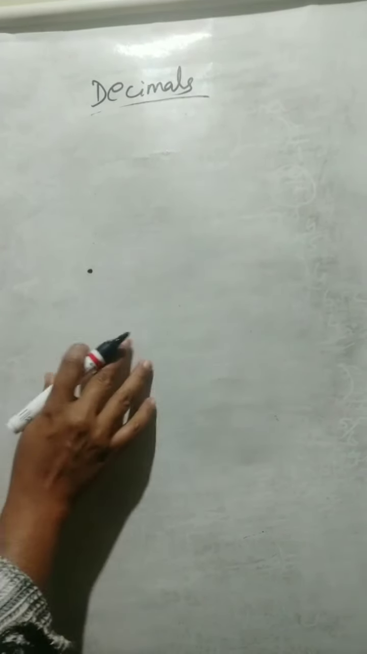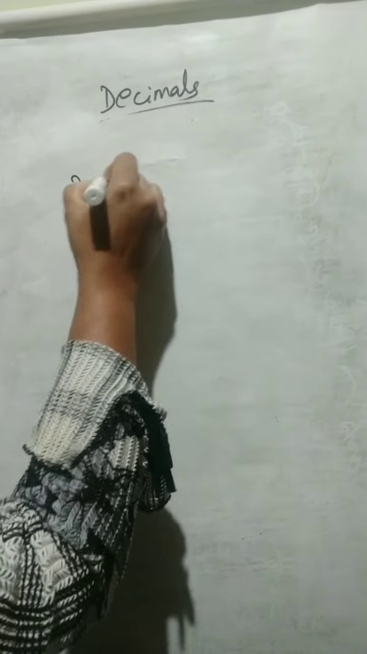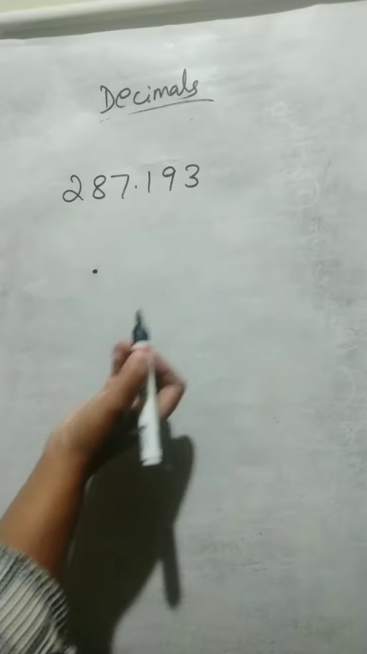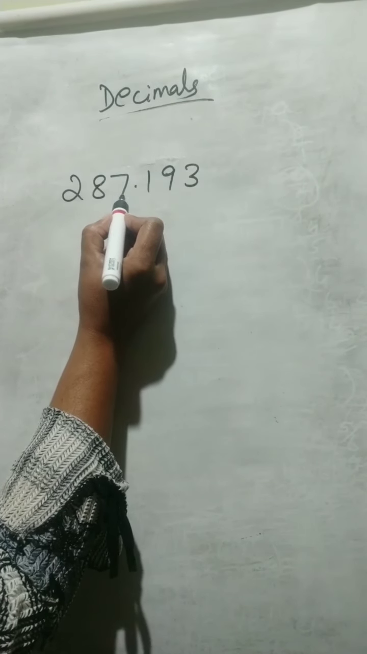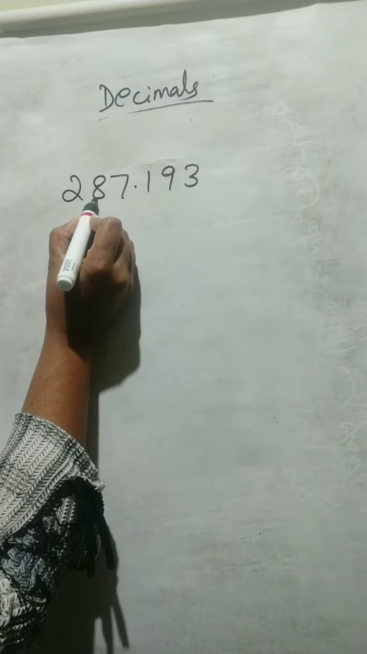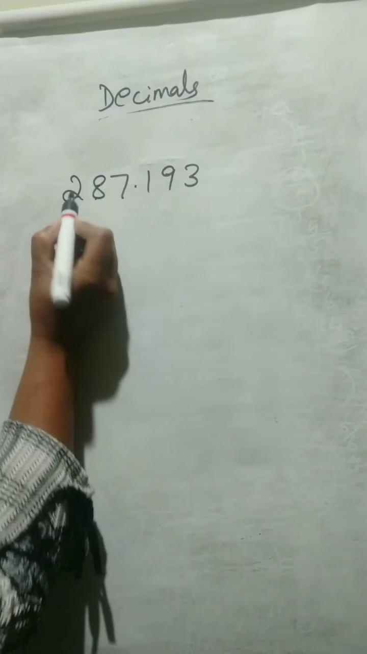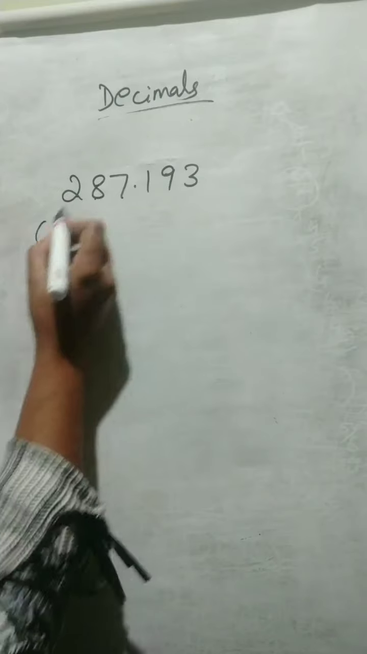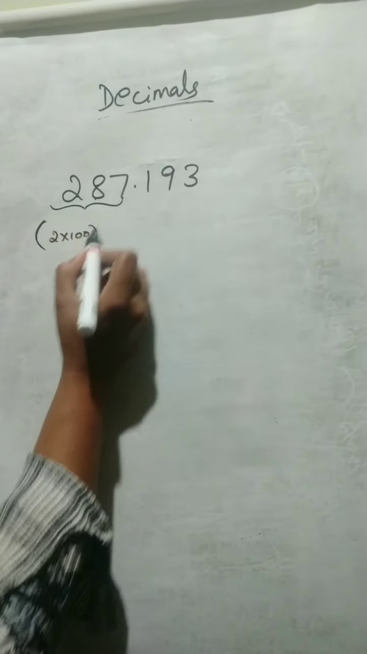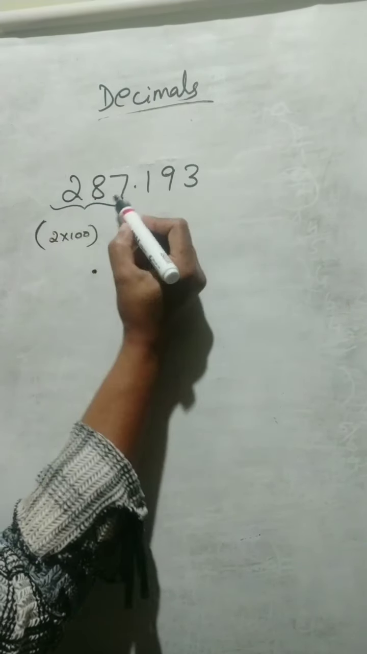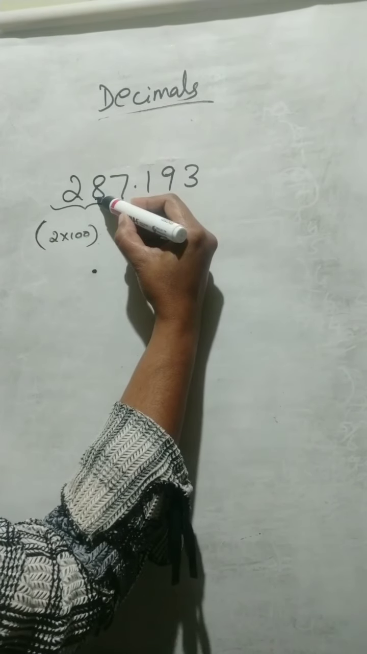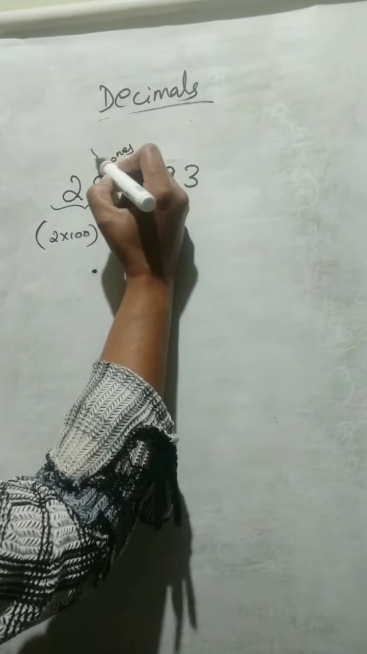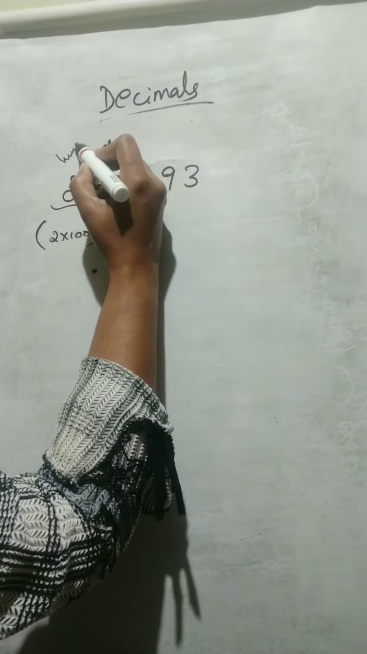Now we can write the expanded form. Example: 287.193. How can we write it? We know this is 7 times 1, 8 times 10, 2 times 100. How can we write this in the expansion form? 2 times hundreds. This is the ones place, tens place, hundreds place. Okay. Ones, tens, hundreds. Clear.